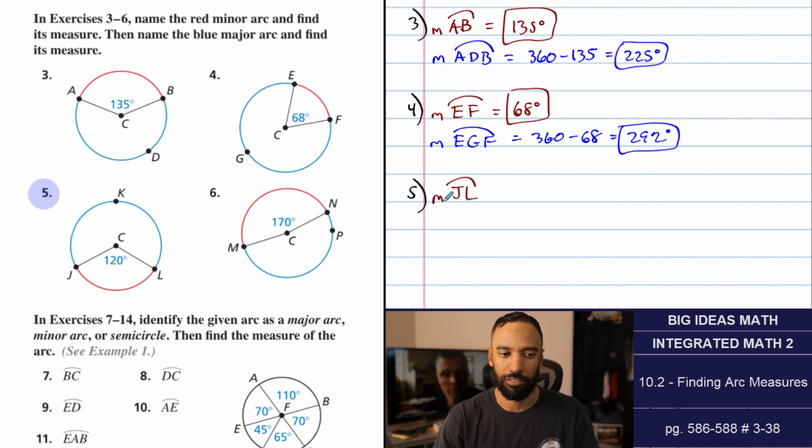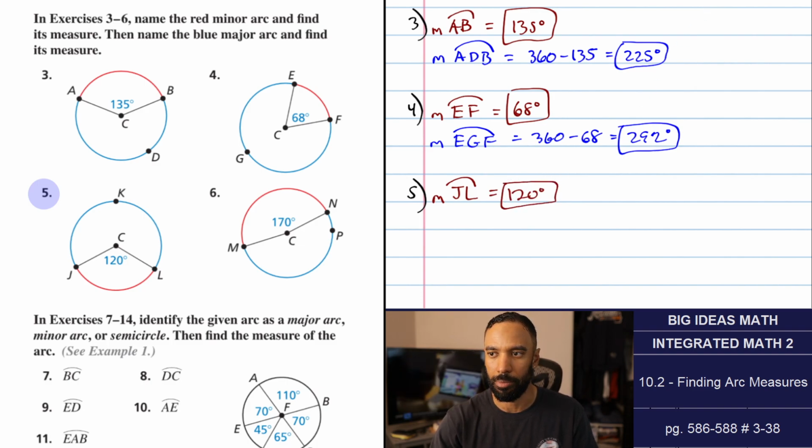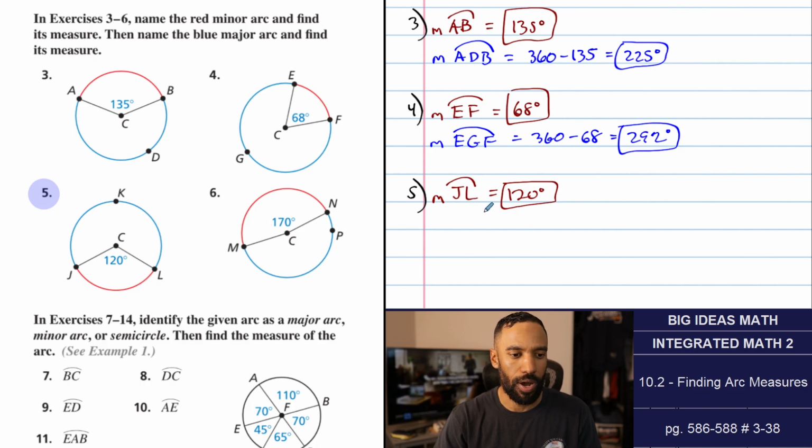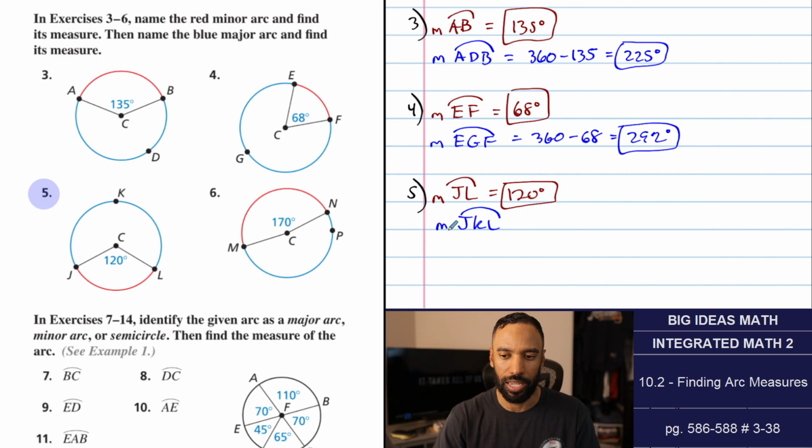Arc JL, we're going to find its measure as 120 degrees, that central angle. I think this is all they're asking me to do. There's not much beyond that. And then the other one, we can say JKL. JKL is the major arc, and its measure is going to be 360 minus 120, which is 240 degrees.